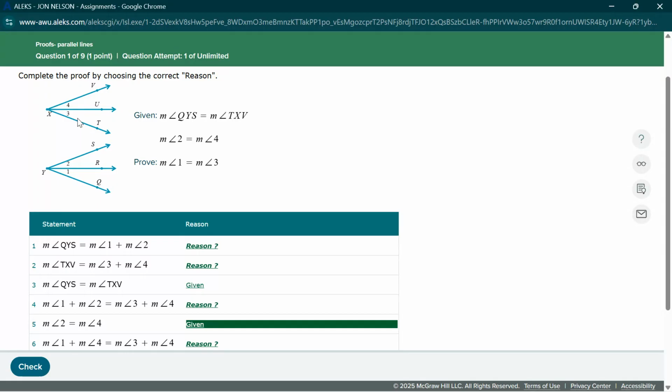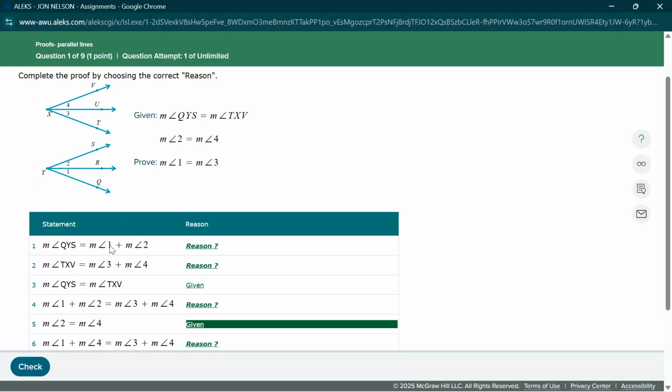Now your common sense might be going, well, of course, like if 2 is, let's say, 20 degrees, 4 is 20 degrees because they're equal to each other. And let's say the whole angle is 50 degrees here. Well, the whole angle down here is 50 degrees because they're equal to each other. Well, if we took 20, this is 20 right here, right? If we took 20 away from 50, that'd be 30 for 1. And if we took 20 away from 50 up here, well, it's 30, right? So we're going to subtract in some way to get angle 1 and 3 equal to each other.